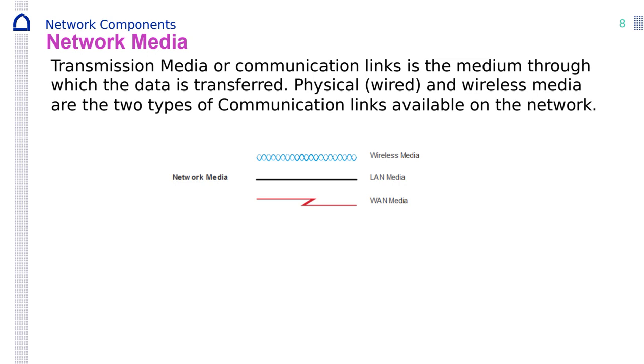Network media, transmission media or communication links is the medium through which the data is transmitted. We have physical or wired and wireless media. These are the two types of communication links available on the network. We have wireless media and we have wired. Wired can be for LAN or WAN, but this is the symbol.